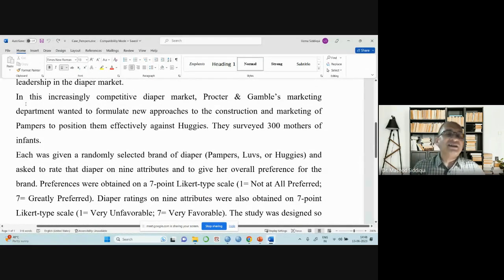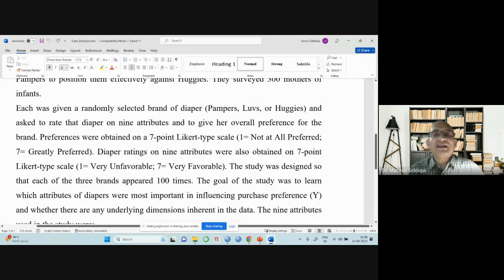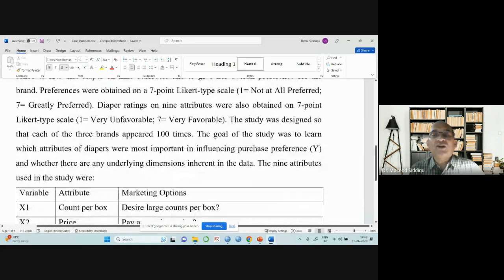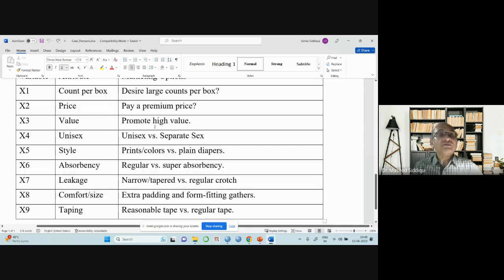Okay. So here the important part starts. Procter and Gamble's marketing department wanted to formulate new approaches to the construction and marketing of its diaper, that is Pampers. So they surveyed 300 mothers of infants who purchase the diaper. They were given a randomly selected brand of diaper, and they were asked to rate the diaper on 9 attributes, as well as to give their overall preference. This is on an extended 7-point Likert scale. So for the time being, we are not taking the overall rating. We are considering only these 9 diaper attributes, which will be the part of our case.